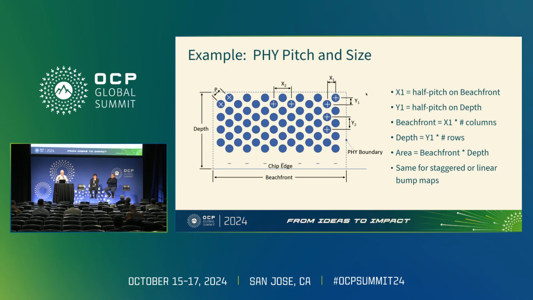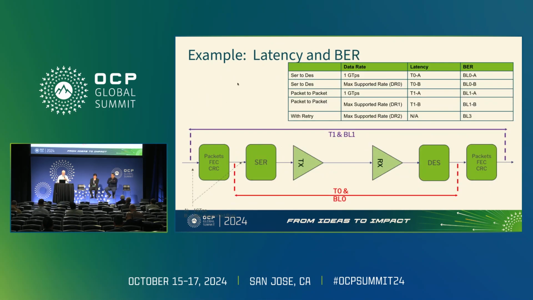You can use these parameters to describe your PHY, and you can use that to come up with the area and the beachfront size if this is the chip edge along the bottom. And so in a consistent manner, people can describe different PHYs that are built on whether it's advanced packaging, 25 micron pitch, or standard packaging, 130 micron pitch. You can define it in a consistent manner. And then last of these calculated parameters is latency and bit error rate.